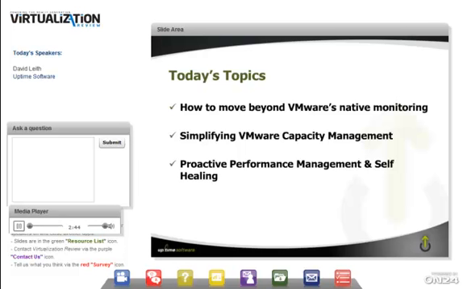So I'd like to talk about 3 ideas that can help organizations that fit into this bucket really improve their service delivery and, at the end of the day, reduce costs of their monitoring and IT infrastructure. So I'm going to talk today about how to move beyond VMware's native monitoring tool, the vCenter tool. Then I'm going to talk a little bit about how to simplify the whole problem of VMware Capacity Management. And I'm going to move on to how to move from a reactive to a proactive model of managing incidents in your VMware environment.